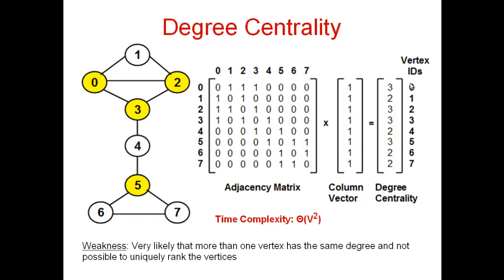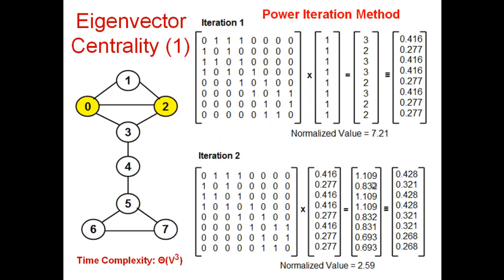These are the vertex IDs corresponding to each entry. That's how we find out the degree centrality of the vertices. It has lots of applications. Now you notice that these 4 vertices, 0, 2, 3, 5, have the largest degree centrality. So how to break the tie? A solution is to use eigenvector centrality for this.